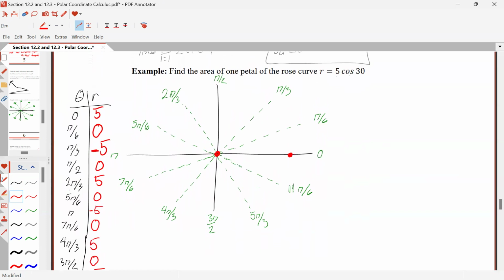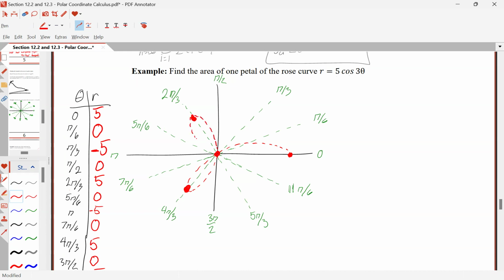Meaning we're going from 5 to 0. At pi over 3, we have a radius of negative 5. So we're going to go backwards away from that pi over 3 angle. Plot our point there. So far, we have this. Then we're back to 0. At 2 pi over 3, we have a radius of 5. We're about out to that point.